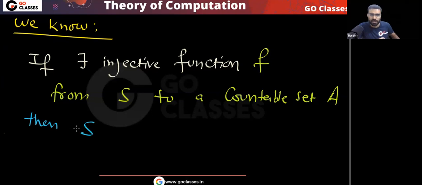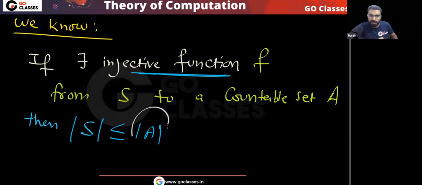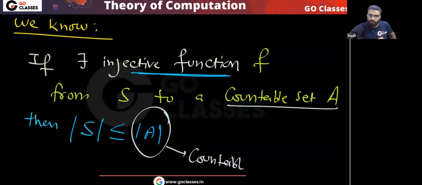Think about it and tell me. If there exists an injective function from set S to a countable set, this we have already seen, then I can say the cardinality of S is less than or equal to the cardinality of A. And remember, A is countable. So what will this set S be? That also will be countable, right? Yes or no?